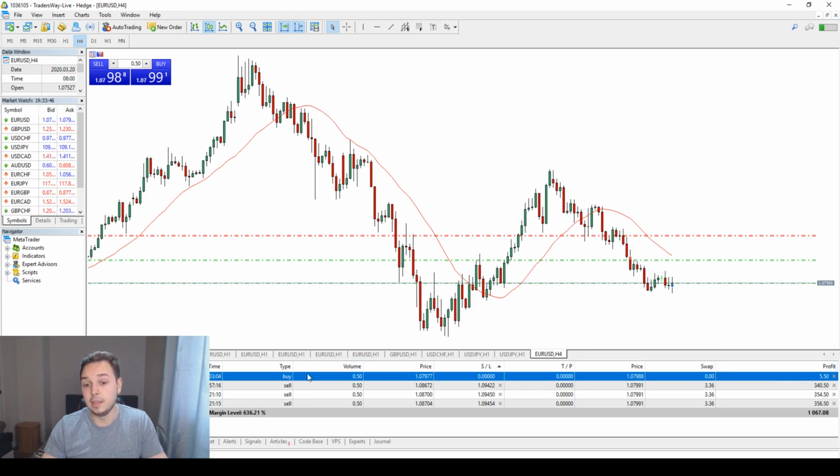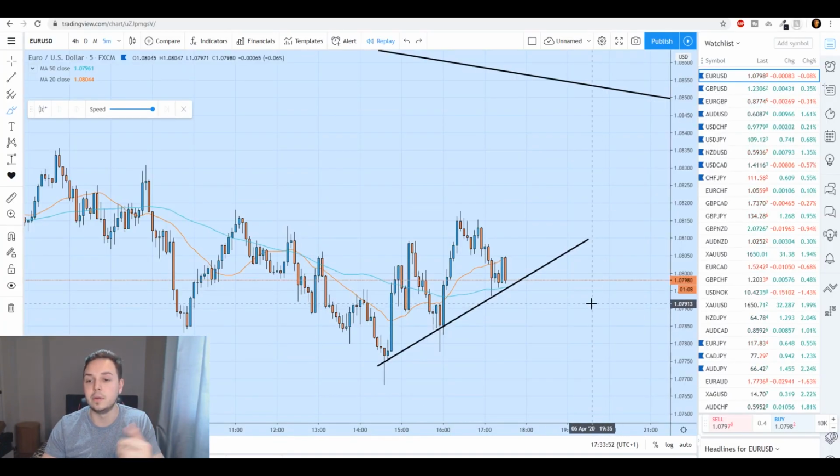$5 already, and it's only 0.50 lot size. If you're scalping, you want to be using a bigger lot size anyway, so the potential money you're making is much bigger. You're gonna be entering and exiting the trade within a couple of minutes, maybe 15 minutes if you want to be a little bit longer term scalper.